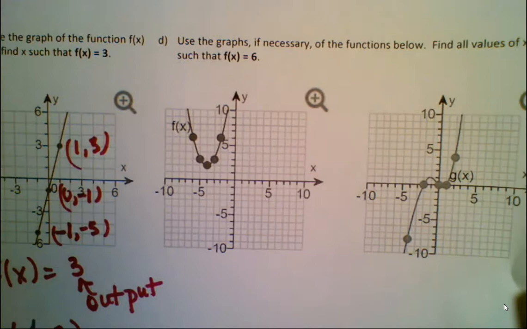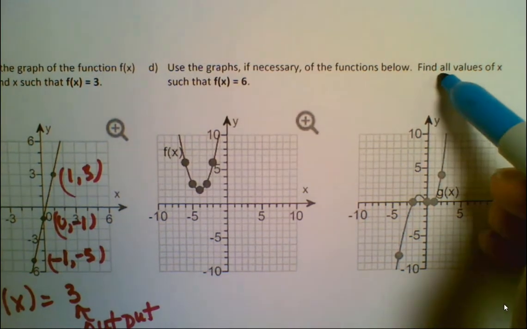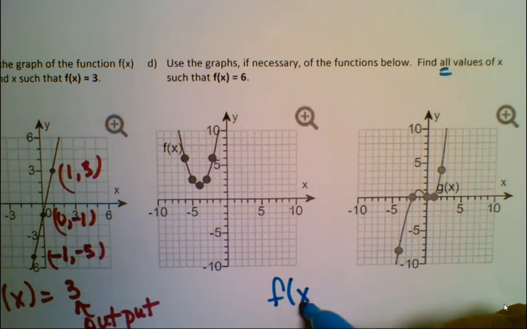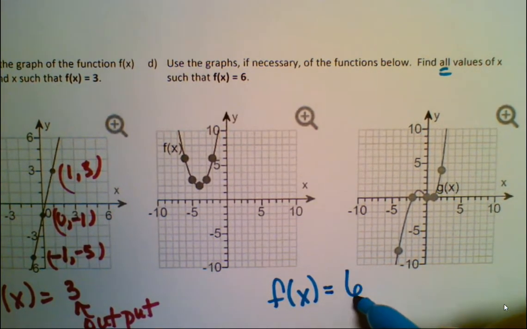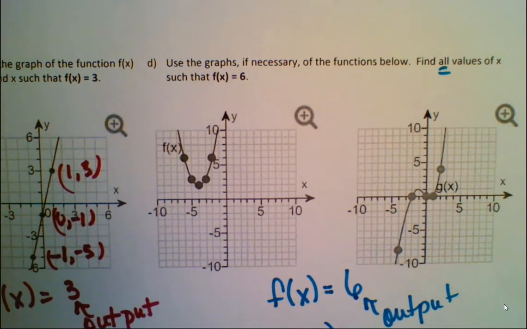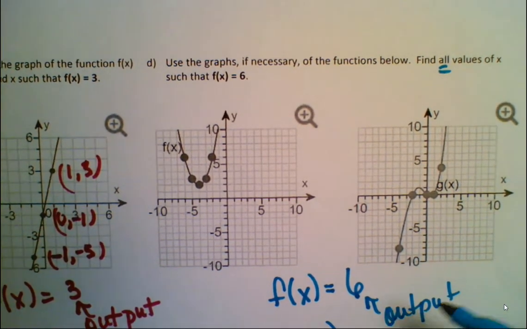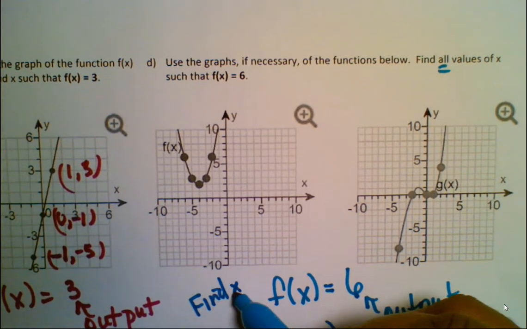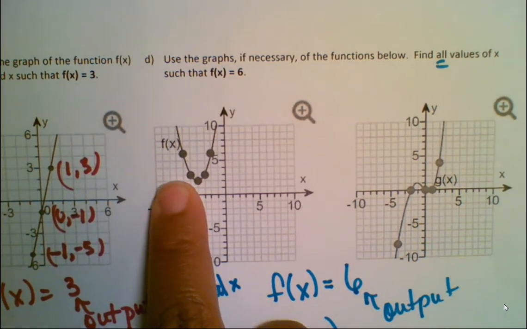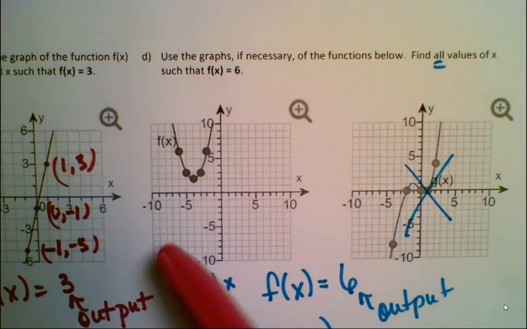For D, use the graphs, if necessary, of the functions below. Find all values of x such that f of x is equal to 6. We have the output. That's 6. If we want to write it as an ordered pair, the y coordinate is 6. Find x. So here it says f of x is equal to 6. We have an f of x equation. We have a g of x. G of x is not needed. We're going to use the f of x.